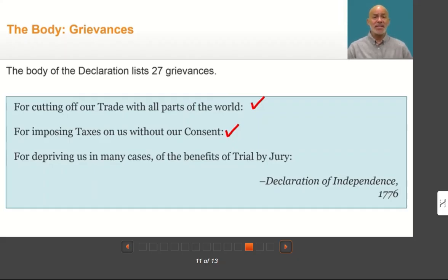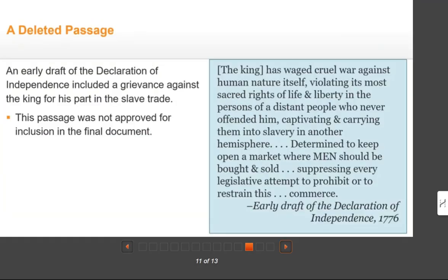The American colonies had inherited jury trials from British common law. However, as the colonies became increasingly hostile toward the British government, Britain tried to limit colonists' right to trial by a jury. Years later, Americans' right to trial by jury would be specifically spelled out in the Constitution's Bill of Rights. One complaint that was included in the first draft but later deleted was in opposition to slavery.